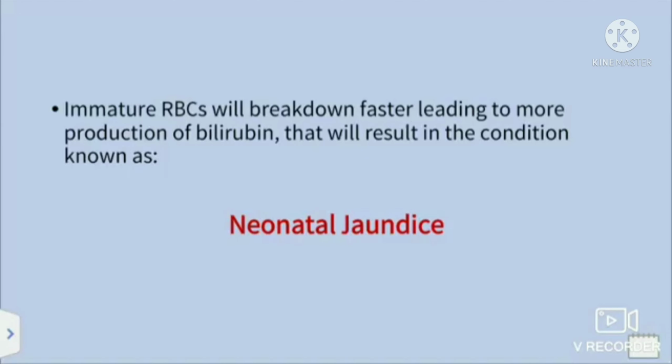The immature RBCs will also break down faster because they are not strong enough to complete their whole lifespan, which is 120 days. So they will break down faster, leading to more and more production of bilirubin. And this condition is known as neonatal jaundice. Excessive bilirubin in the blood is known as jaundice. So this will lead to neonatal jaundice.